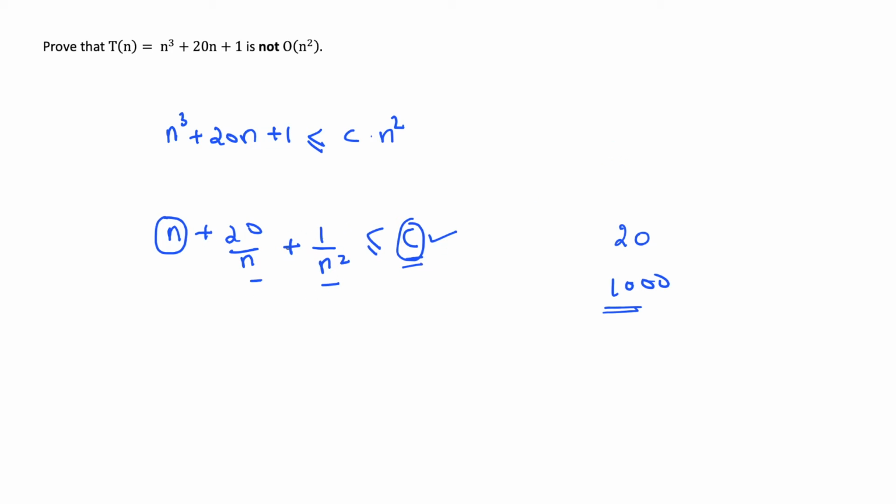So this inequality cannot be proved for any positive values of c or n0. So as said in the question, n cube plus 20n plus 1 is not big O of n square. I can write n cube plus 20n plus 1 is not big O of n square.